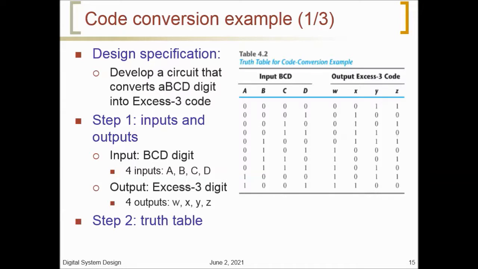The bit combination assigned to the BCD and excess 3 codes are listed in this table. Since each code uses 4 bits to represent a decimal digit, there must be 4 input variables and 4 output variables. We designate the 4 input binary variables by the symbols A, B, C, and D, and the 4 output variables by W, X, Y, and Z.